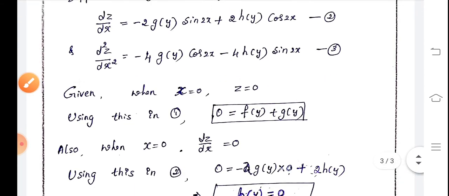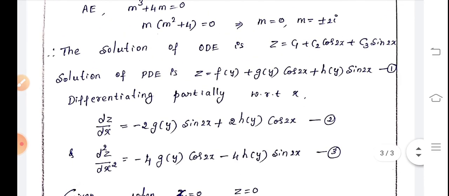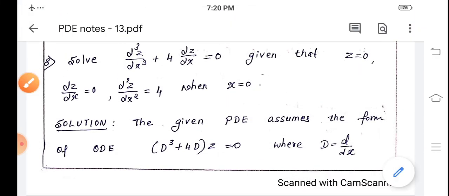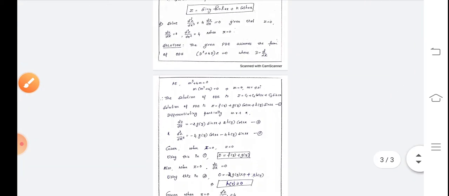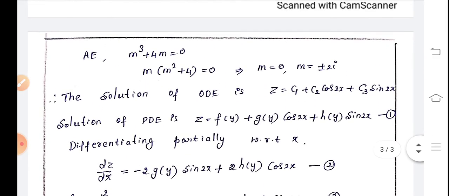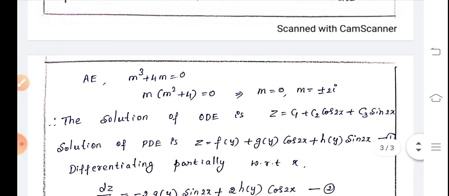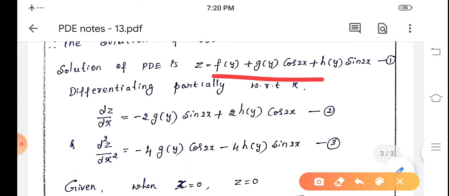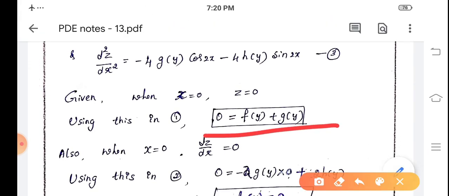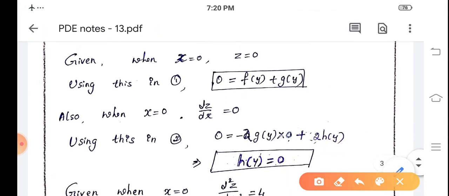Now we take the given conditions. Given condition is when x equal to 0, z is equal to 0. So using that condition in equation 1, we can write 0 is equal to f of y plus g of y. And we have one more condition, that is when x equal to 0, ∂z/∂x equal to 0. This is the given condition.